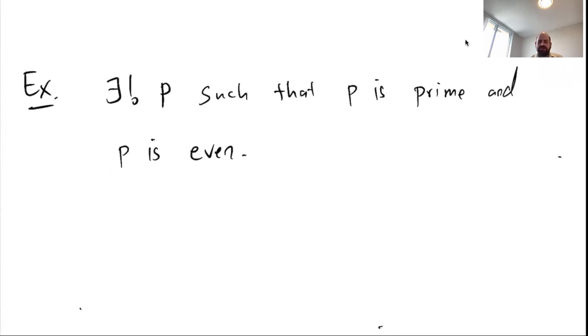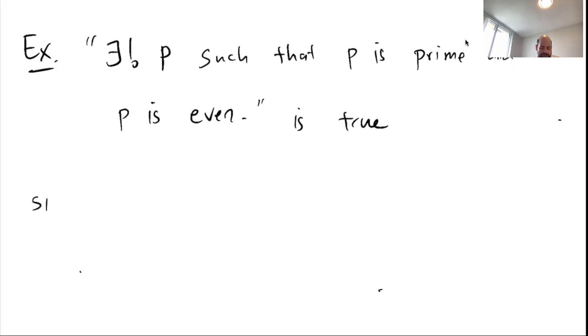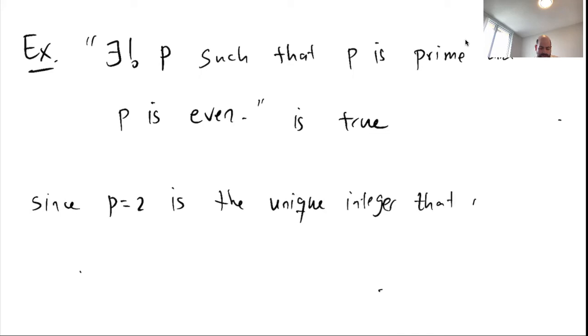So is this true? There exists a unique number that is both even and prime. The answer is yes. So this is true. There is only one integer which is both even and prime, and that number is P equals 2, right? Since P equals 2 is the unique integer that is both even and prime.